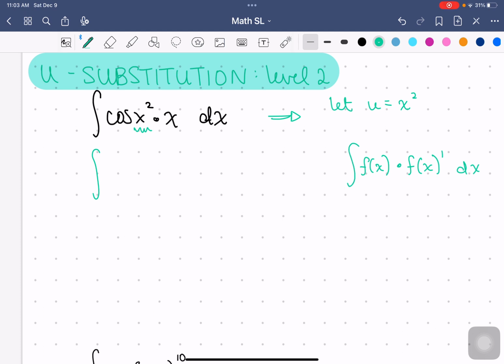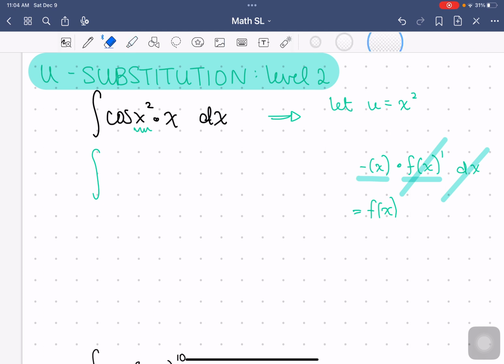I do know how to do this. When I'm multiplying a function by its derivative, these essentially cancel out, and I get f of x. So basically, multiplying by the derivative kind of cancels out the integration. Let me just say that one more time in case you need a bit of clarification on that.